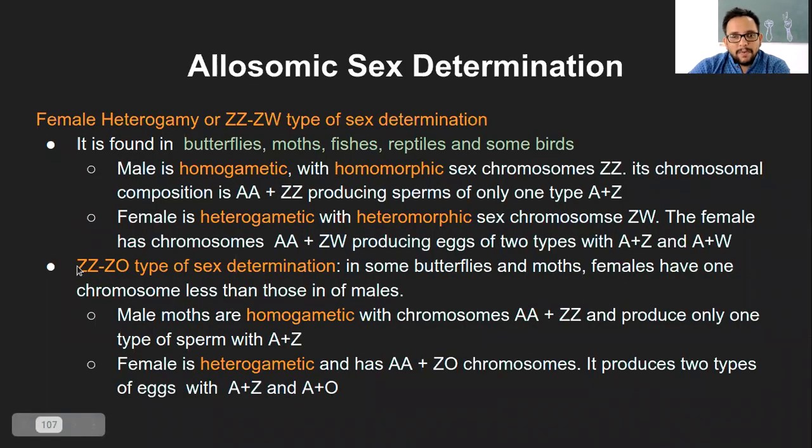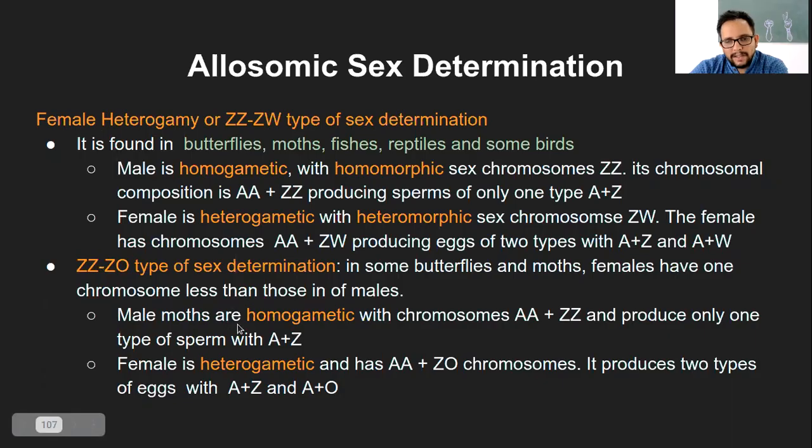The other type of female heterogamy is ZZ-ZO. Now instead of W, which was the sex determining chromosome, here it is only half. The presence of Z will determine it as a male or female. So again, here it is female heterogamy. That means heterogamous gamete formation has to happen with the female.